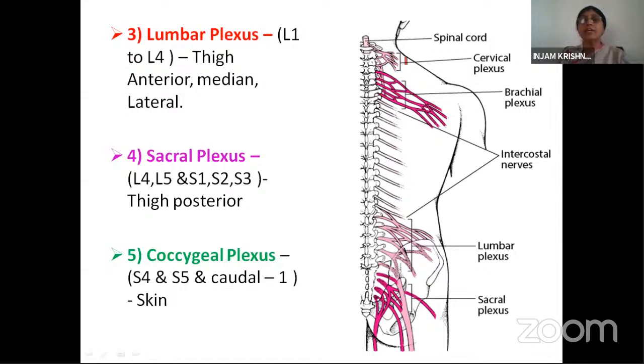You can observe the plexus here. These are the cervical plexus. These are the brachial plexus. See, the nerves intersect and form a network. Such a kind of structure is called plexus. Here lumbar plexus and sacral plexus. The only one I'm not able to show here is the coccygeal plexus.